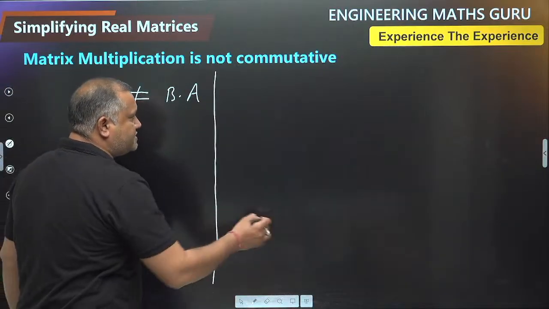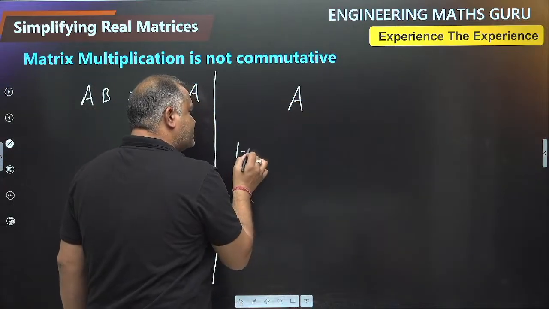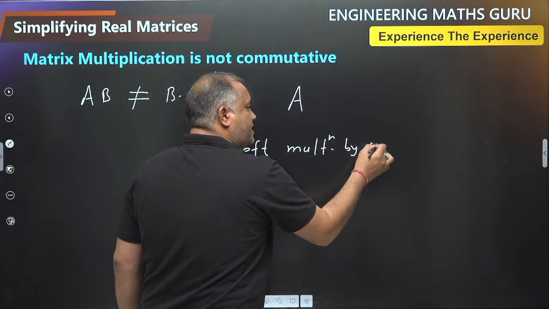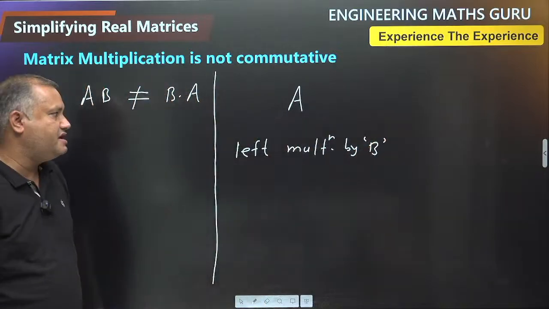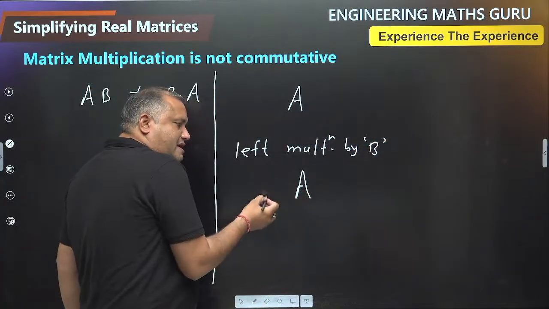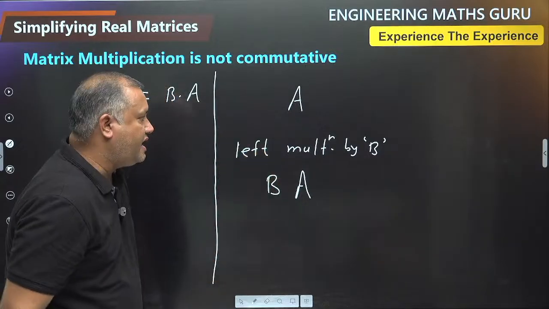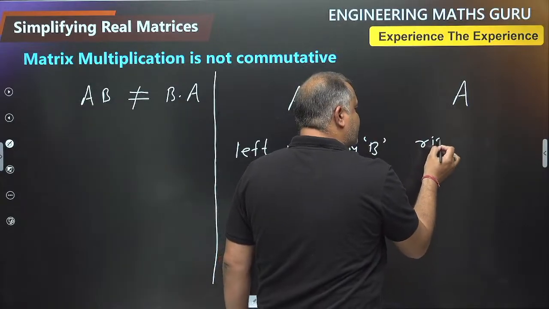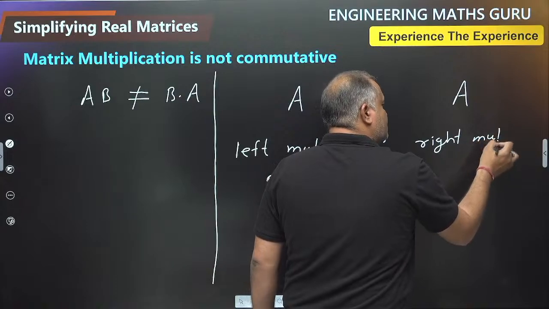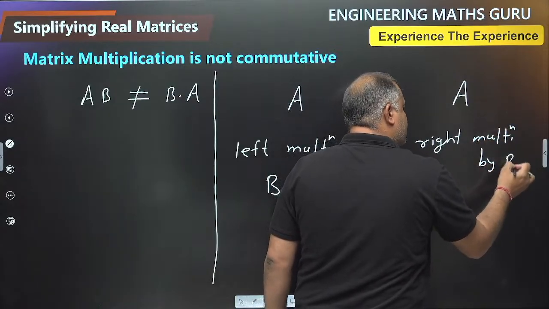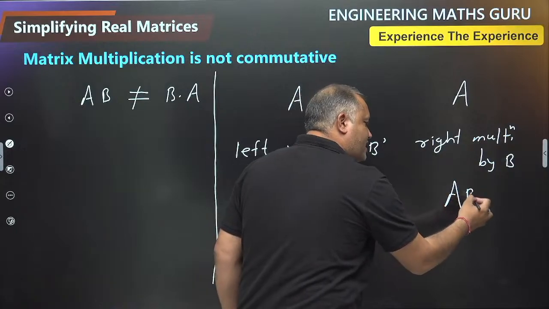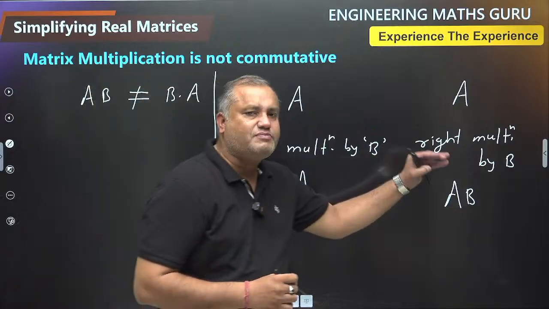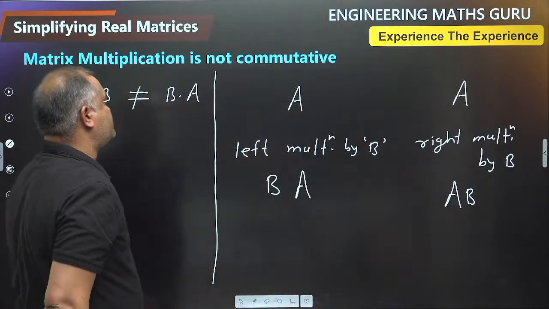So all my dear students, if I have a matrix A and I say left multiplication by B, what does it mean? Left multiplication by B means matrix A will get multiplied by B from the left side, you will get BA. Now again you have matrix A and I am doing right multiplication by B. So matrix A will get multiplied by B from the right side. Students, left multiplication is also known as pre-multiplication and right multiplication is also known as post-multiplication.